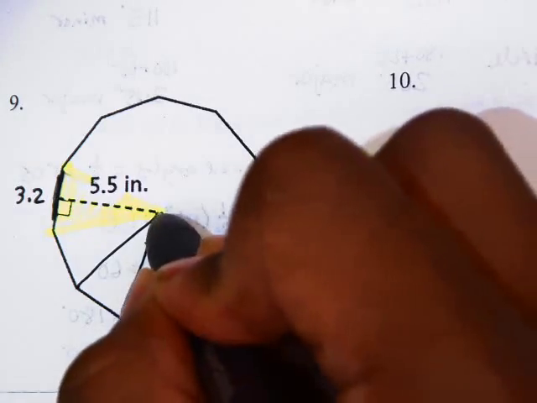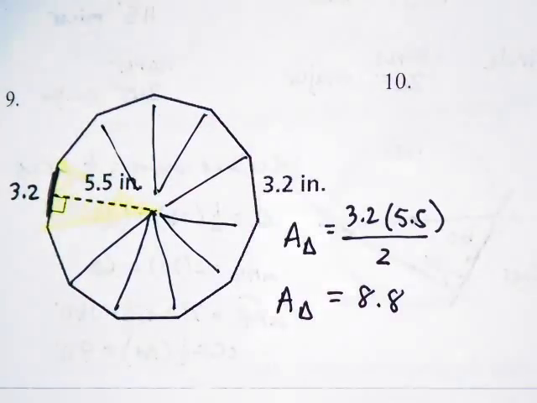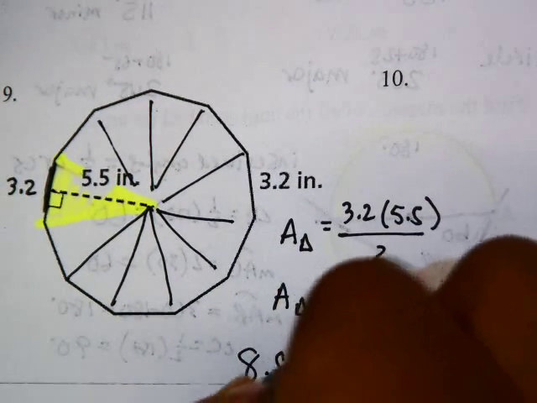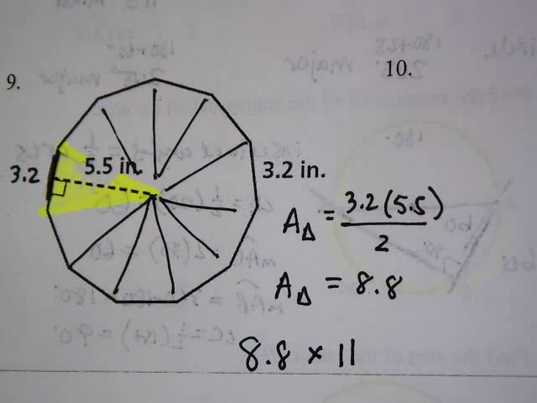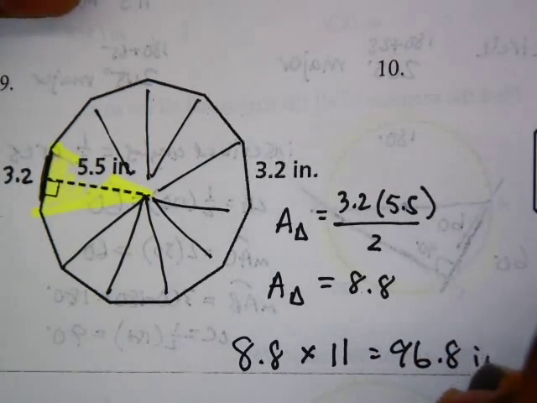I just need to see how many more triangles I can create in here. It turns out there are 11 triangles in this shape. So I know the area of one of those triangles, and all those triangles are the same. So I'll multiply that by 11, and that'll get me the area of the whole shape. So 8.8 times 11 is 96.8 inches squared.